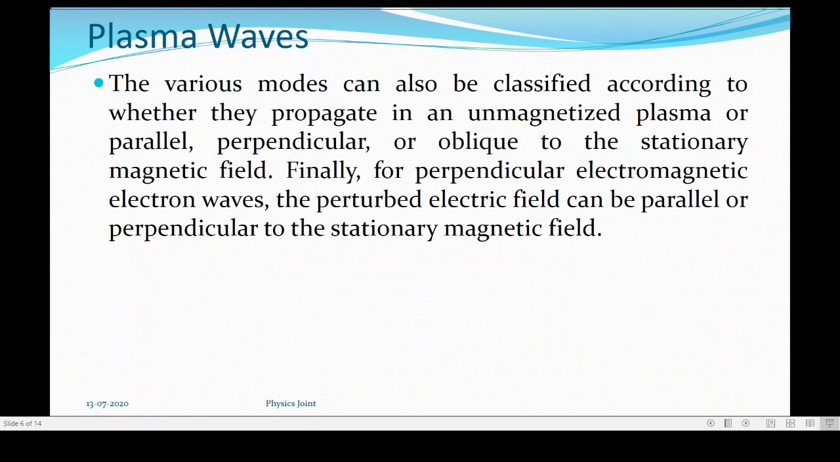So in plasma waves, there are various modes. They are also classified according to whether they propagate in an unmagnetized plasma, or parallel, perpendicular, or even obliquely, making an angle to the stationary magnetic field. Here the stationary magnetic field determines the direction or the classification. Finally, for perpendicular electromagnetic electron waves, the perturbed electric field can be parallel or perpendicular to the stationary magnetic field.